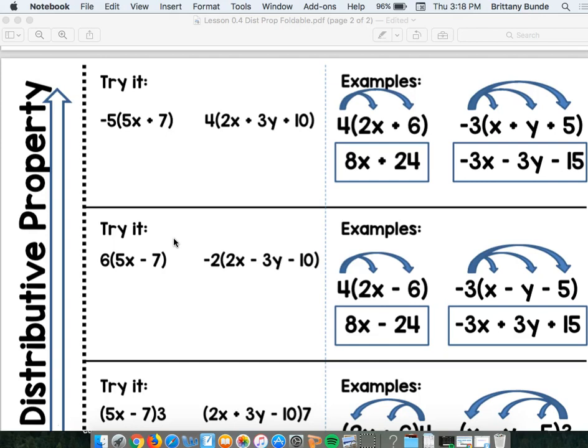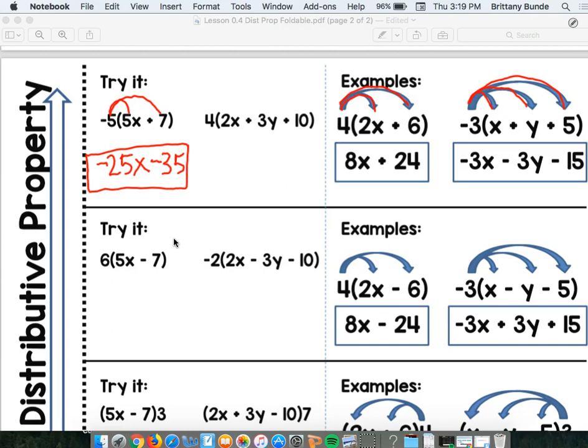Okay, now we're going to try some of these examples together to practice the distributive property. It really helps if you draw these arrows like they did here in all of their examples. It helps you to multiply to each individual term inside the parentheses. So let's just get started. If I take negative 5 times 5x, well, 5 times negative 5 is negative 25, and don't forget the x, and then negative 5 times 7 is negative 35. And that's it. We're done.